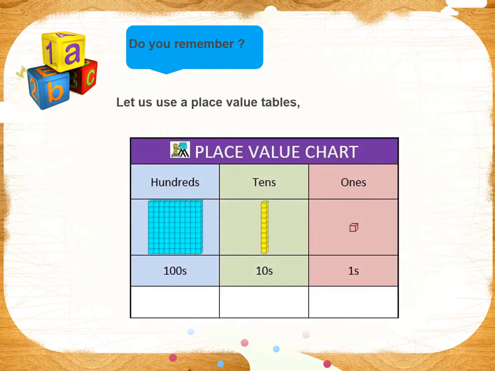Children, do you remember the place value table? Let us use the place value table. Now you can see the place value table. Ones represent ones, then 10 represents tens, and 100 represents hundreds.